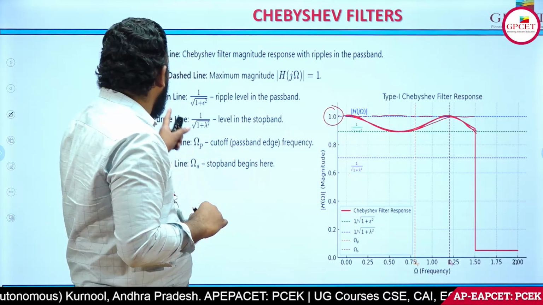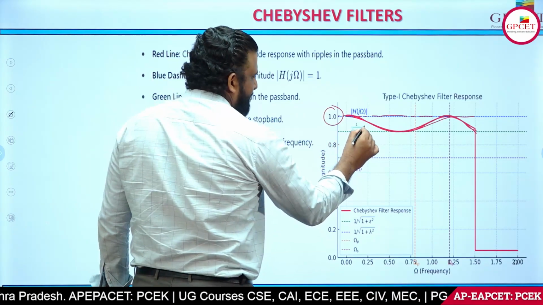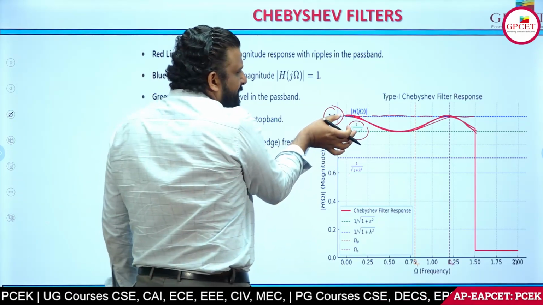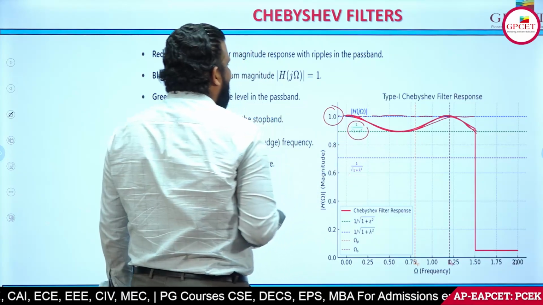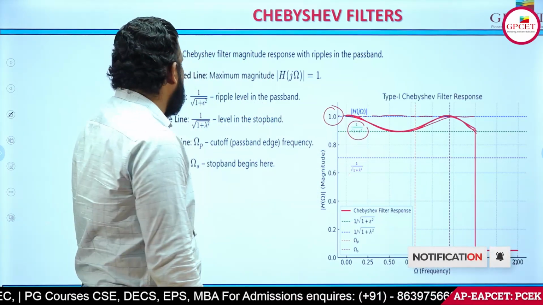Okay. Now, the green line, 1 by square root of 1 plus epsilon square. This line represents the ripple level in the passband. What is the ripple level in the passband? It is indicated by this green line, which is nothing but 1 by square root of 1 plus epsilon square.